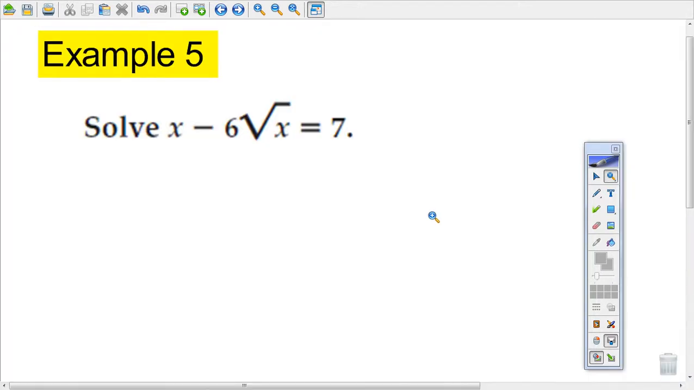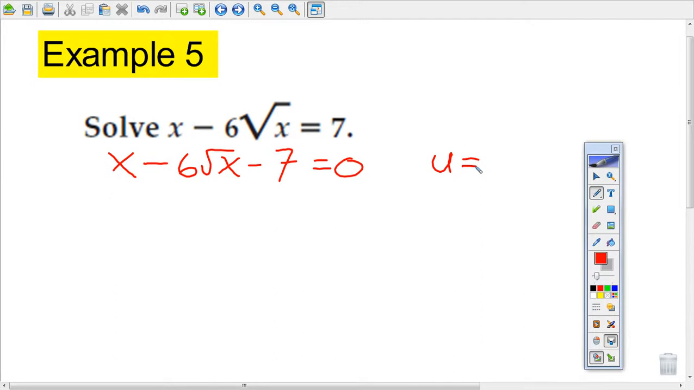This is example 5. How would I do this problem? Well, before I do anything else, what do I need to create? I need to have a 0 first. So let's subtract 7 from both sides. And now I'm going to do what Dominique suggested, which is make a u.